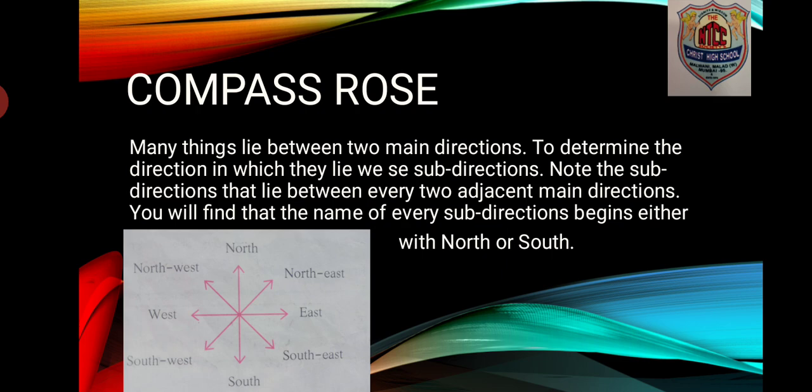Compass rose. Now what is this compass rose? Students, many things lie between two main directions. To determine the direction in which they lie, we use subdirections. Note the subdirections that lie between every two adjacent main directions. You will find that the name of every subdirection begins either with north or south.